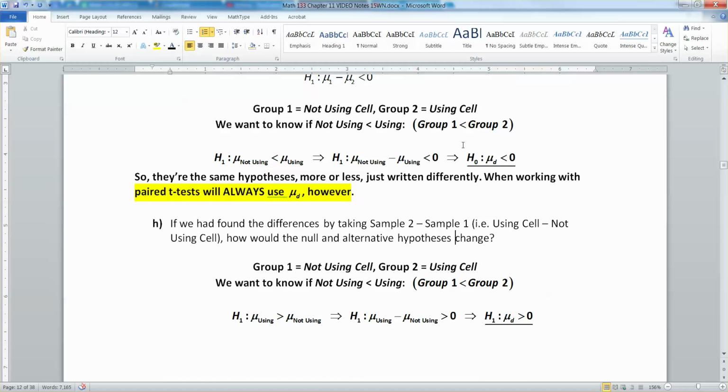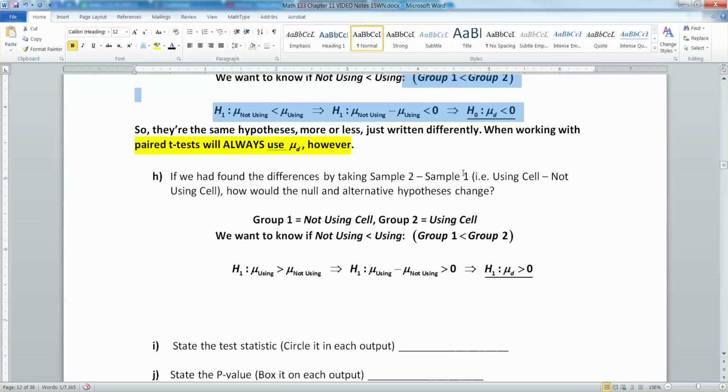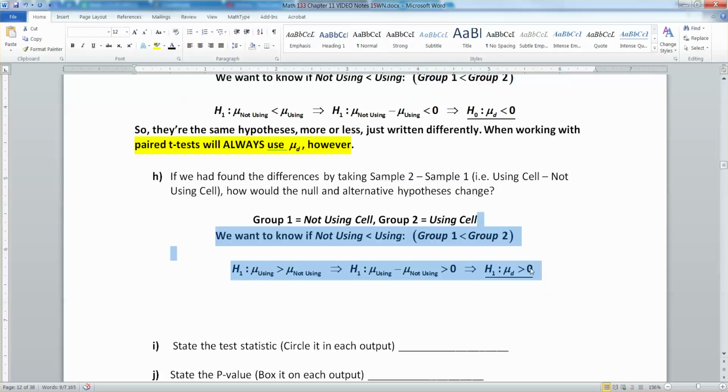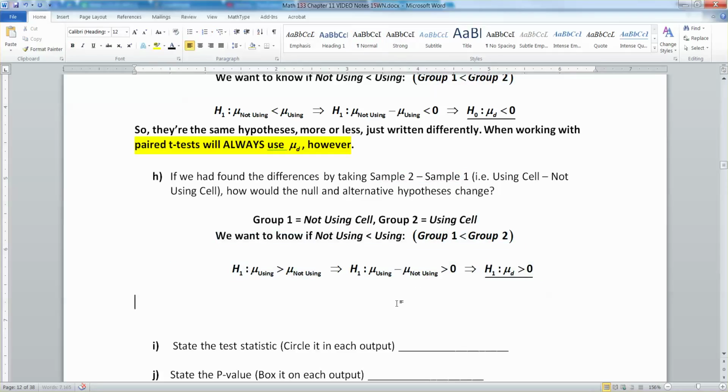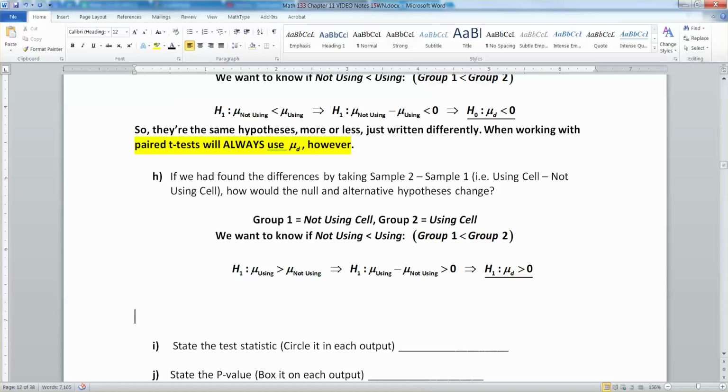So when it was mu1 minus mu2, that's this one right here, it ended up being mu d less than 0. If you do sample 2 minus sample 1, then it causes it to be greater than 0. And that means the same note that we had from before will happen again. So the word impaired doesn't necessarily imply a left-tailed or a right-tailed test. It all depends on who you put in front in your group.